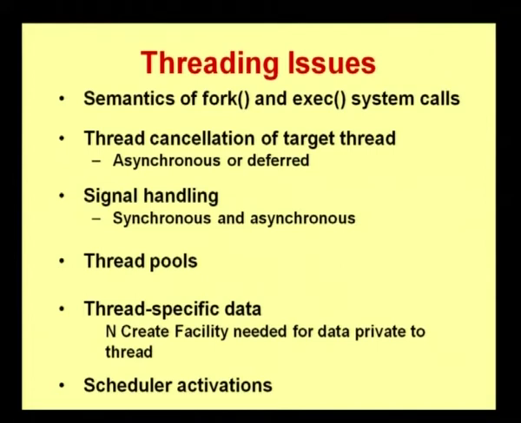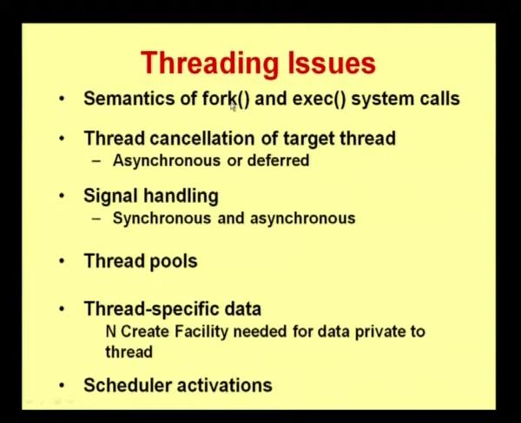What are the issues that are involved in threading? What happens when you use a thread? There are certain issues that arise when we use this kind of threading concept. Issue number 1, the semantics of fork and exec system calls. So what is a fork? When do you generate a fork call?